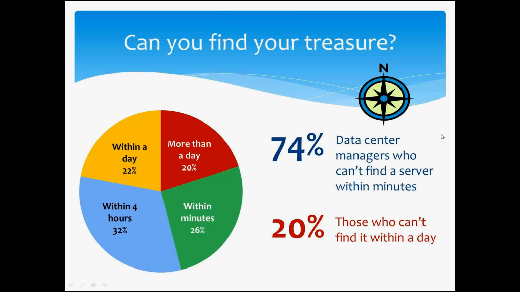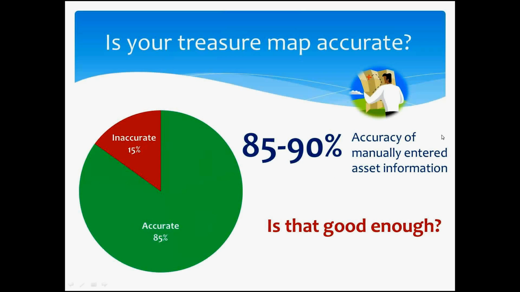Next, is your treasure map accurate? So it doesn't help us to have a map. It doesn't help us to know that a particular server is in rack AA31, and I go out to rack AA31 and that server's not there, or that network device isn't there, or I thought this was going on and something else was happening. A lot of this problem goes back to manual entry of data.